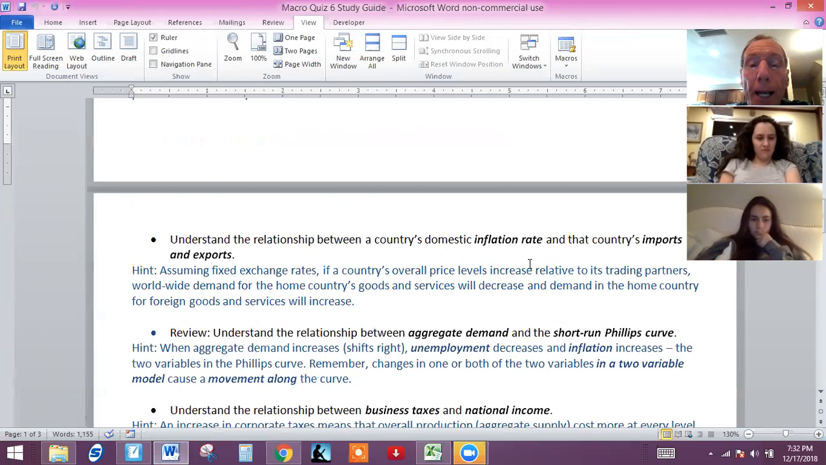Now, let's just say the U.S. is going through an overall rise in price levels. That is going to mean it costs foreigners more to buy our goods, so we'll end up buying more foreign goods.